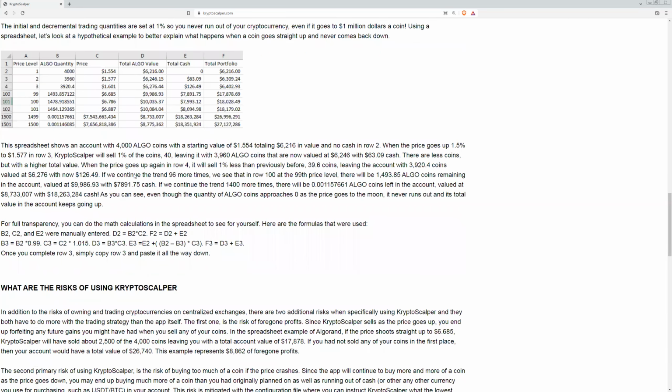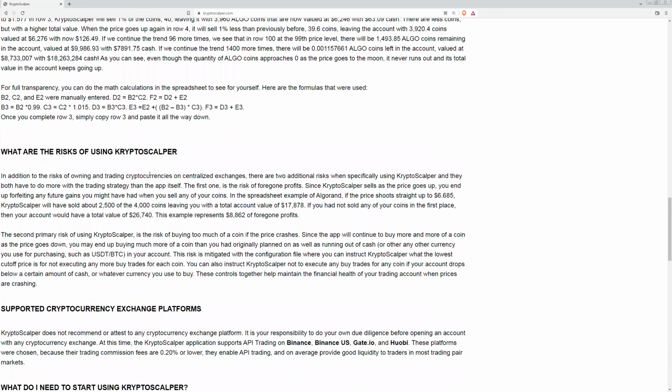Next, I just want to go over the risks of using KryptoScalper. You have the risks of owning and trading cryptocurrencies on centralized exchanges, but then the other risks that are specific to KryptoScalper relate more to the trading strategy. The first one is the risk of foregone profits, which basically means if you're using KryptoScalper on a coin that shoots up in price, you're going to keep selling out of the coin as it goes up, which means that even though you'll generate cash on the way up, you will have less of your coins at that higher price. This is what's called foregone profits.